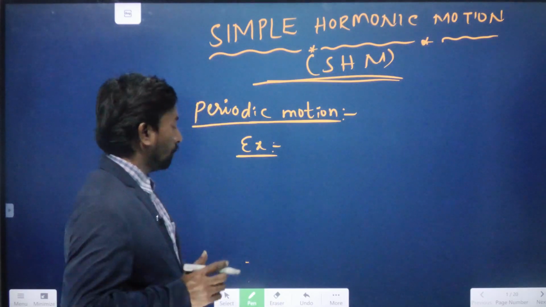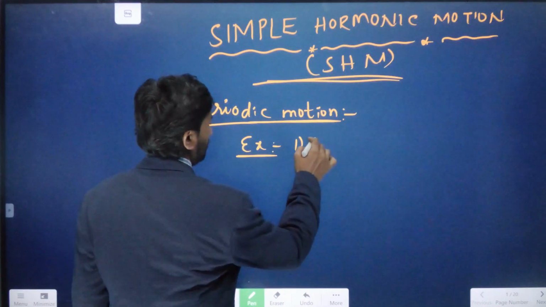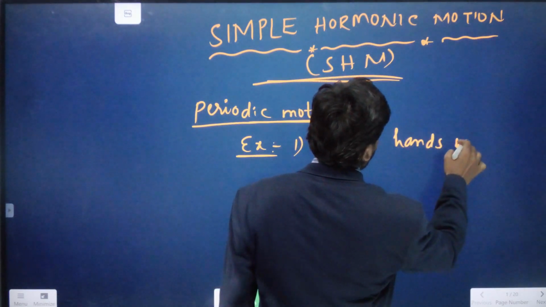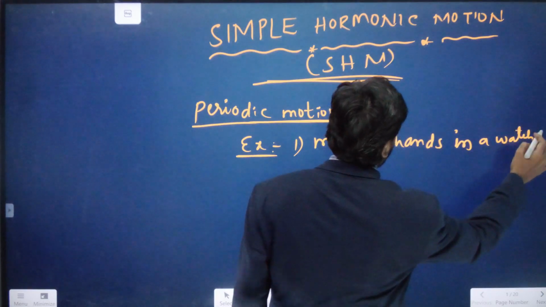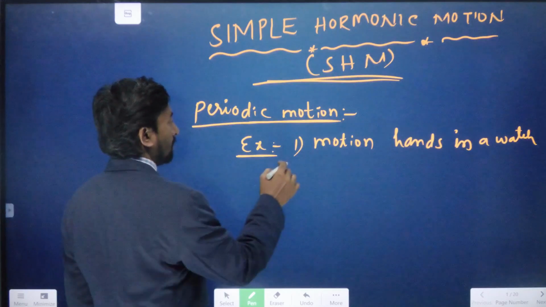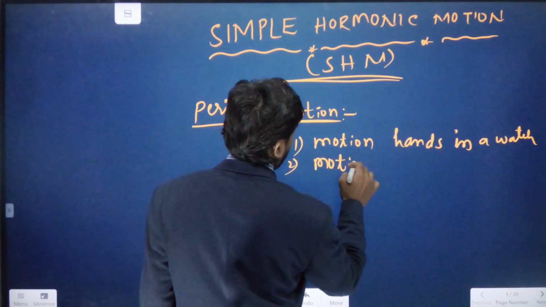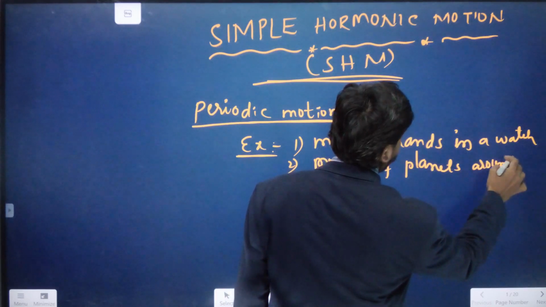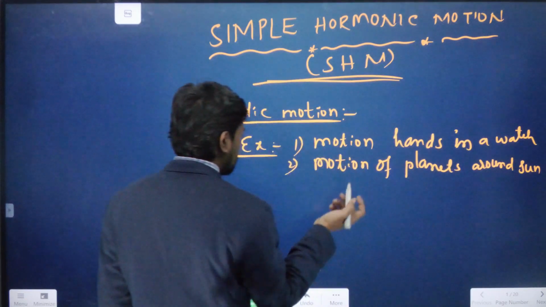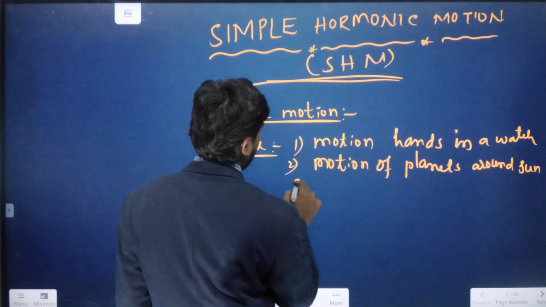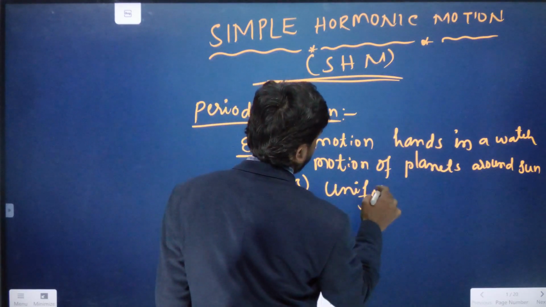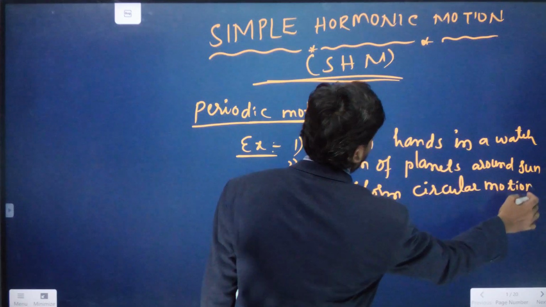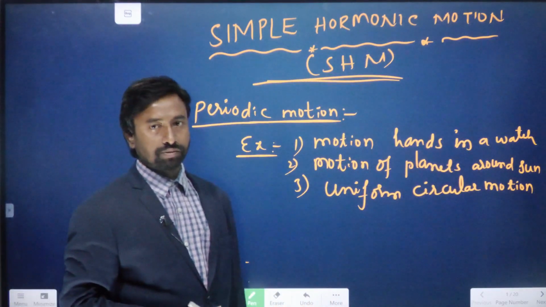And we have oscillatory motion or vibratory motion. Here we can add examples: motion of hands in a watch, that means the minutes, seconds and hours hands, and motion of planets around the sun. Even uniform circular motion we can add here. So this is also an example of periodic motion. In a regular interval of time, the motion of the object repeats, and that is called periodic motion.